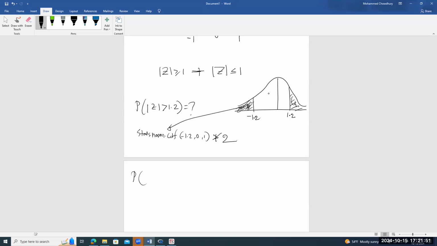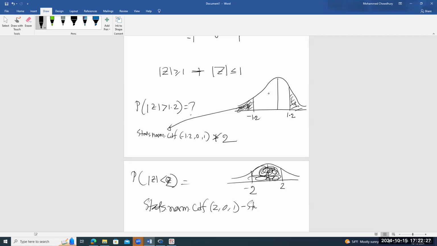Similarly, if you are asked to compute these things, what will you do? Less than 2, here is 2, here is -2. So this is what you can find. You can write stats.norm.cdf(2, 0, 1) minus stats.norm.cdf(-2, 0, 1).